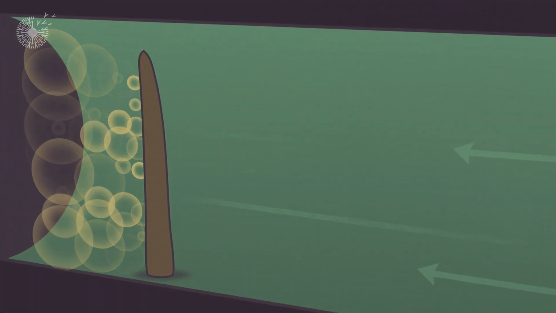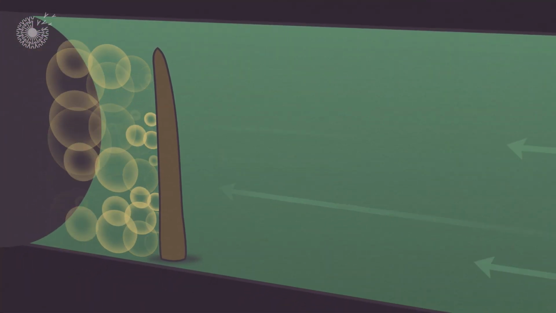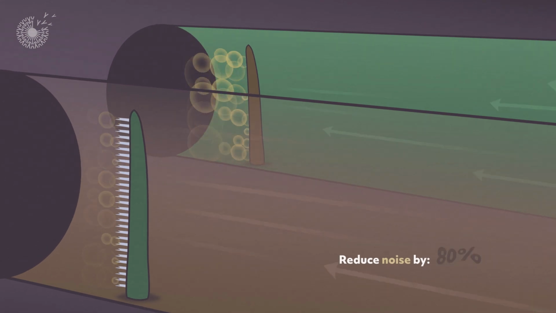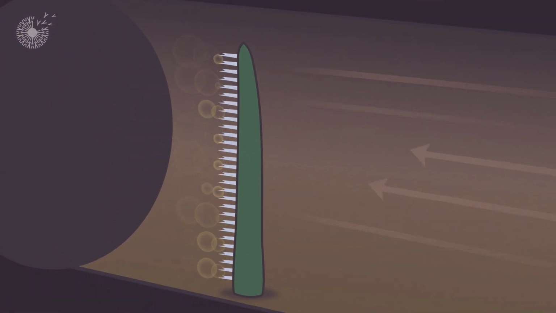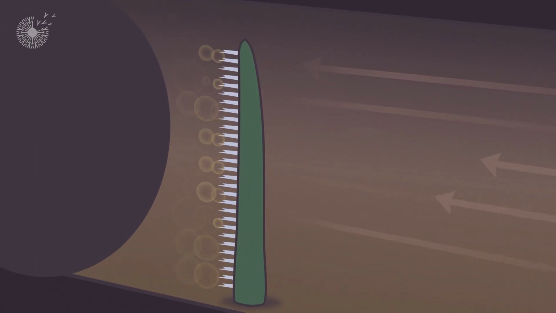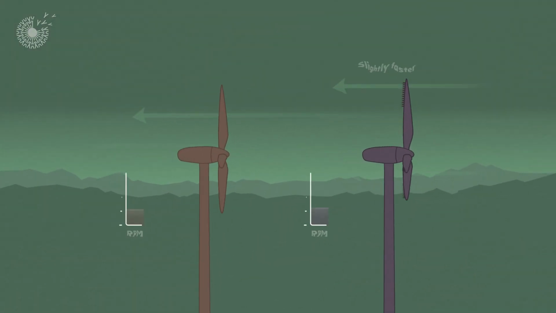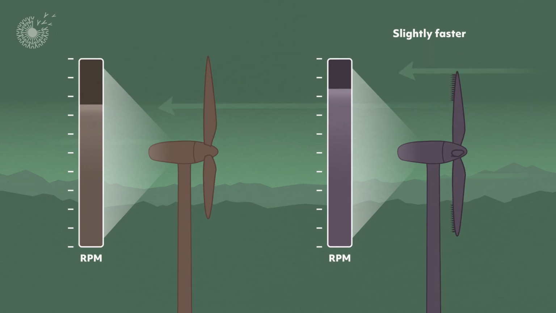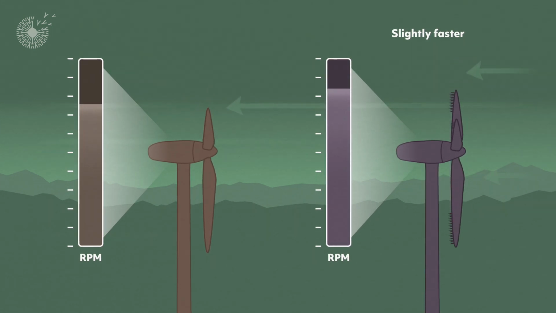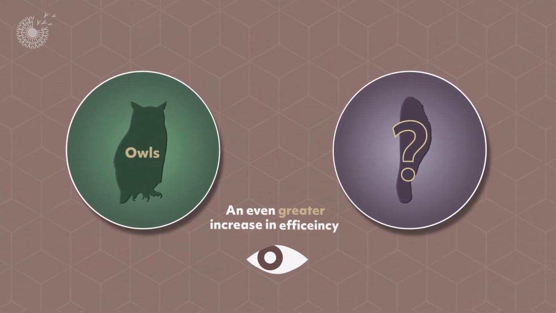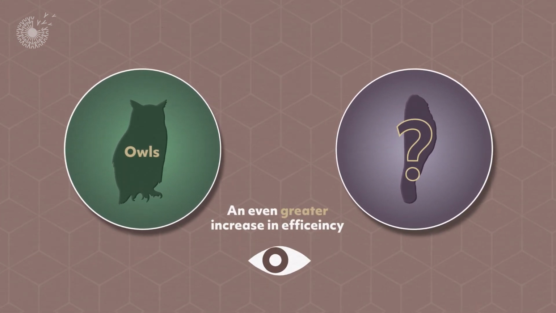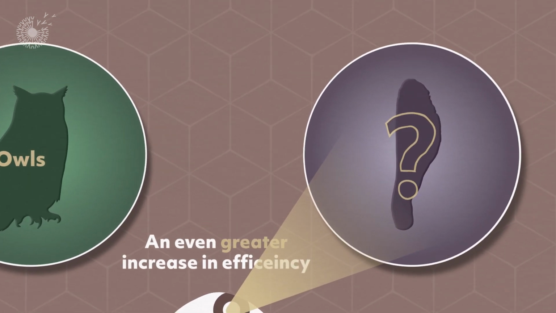Wind tunnel tests have shown that the technology can reduce noise levels by 50 to 80%. And that reduction of noise and turbulence behind the blade allows the turbine to spin slightly faster in wind of the same speed, generating more power. And for an even greater increase in efficiency, Biome Renewables turned to another living model entirely.